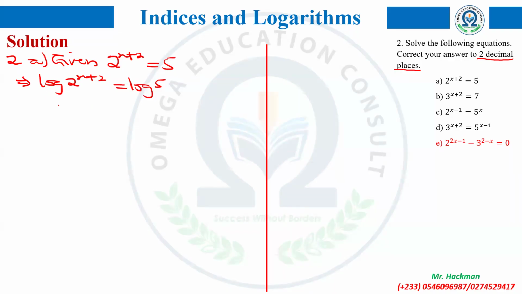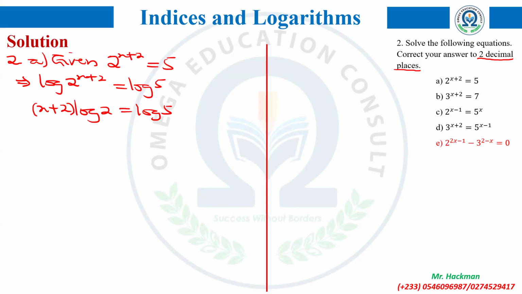Okay, so it will be x plus 2 log 2 is equal to log 5. Do you see anything wrong with what I have written? The x plus 2 is supposed to be in brackets. Perfect. It's because your exponent is binomial; if you are bringing it down, make sure you bring it down in brackets. Is that clear? Okay, very good.